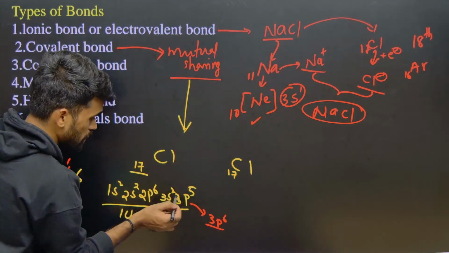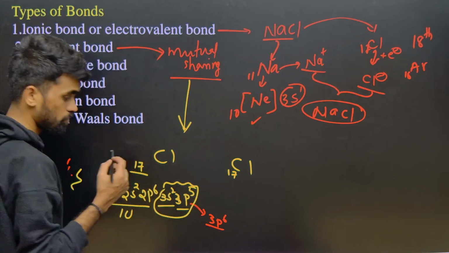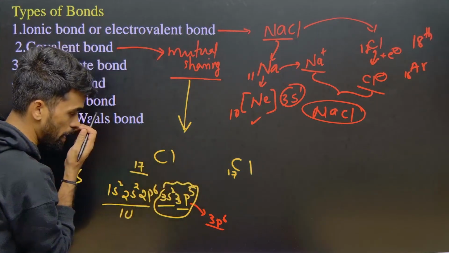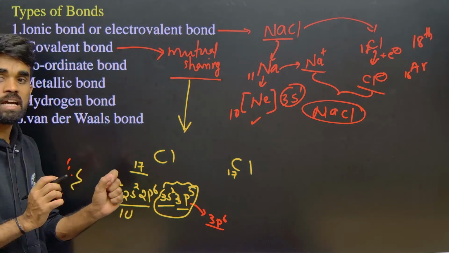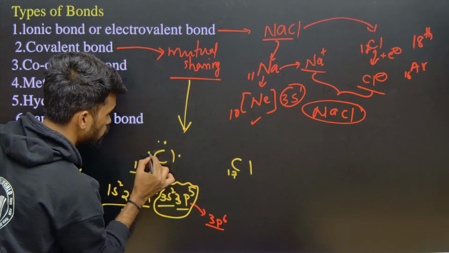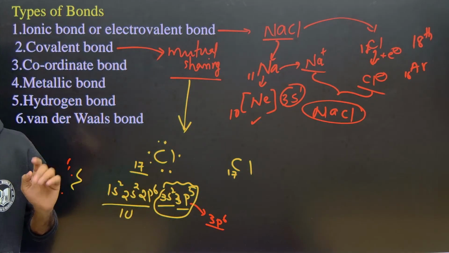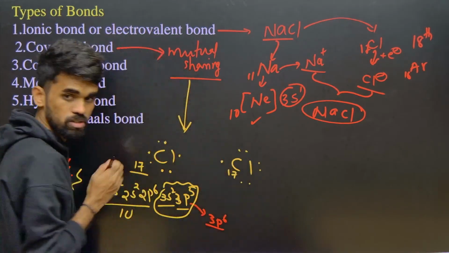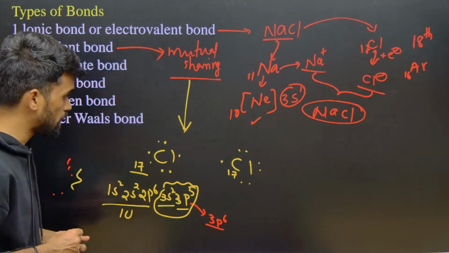During chemical reactions, just remember, only the valence electrons take part. How many valence electrons are there with halogens? 7. Now I am giving you the Lewis dot structure of chlorine. Each electron is represented with one dot: 1, 2, 3, 4, 5, 6, 7. Seven valence electrons, seven dots. Similarly, this side also has 1, 2, 3, 4, 5, 6, 7 electrons. Each of them requires one electron to gain noble gas configuration.